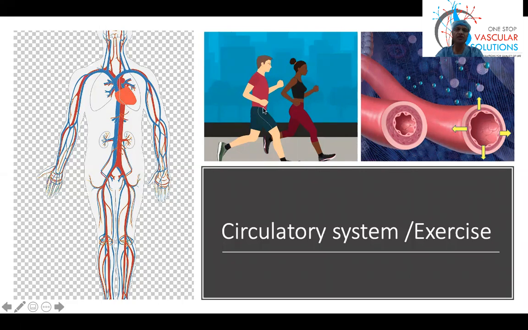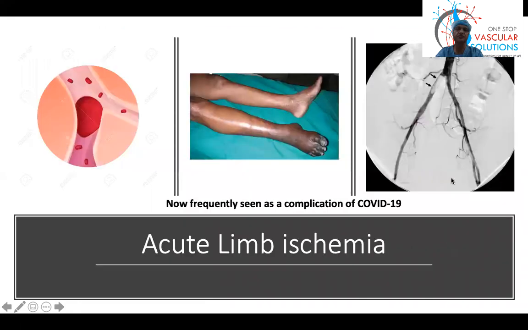The arteries are very unique. When we exercise, they can supply blood up to 20 times the baseline by dilating. As you can see, this is the normal artery at rest, and this is the artery which dilates on exercise.